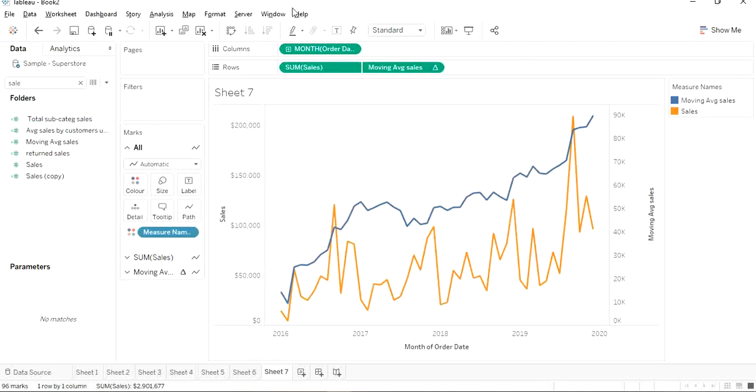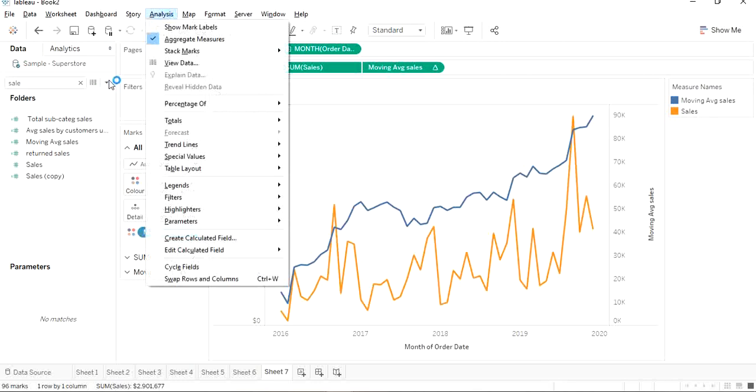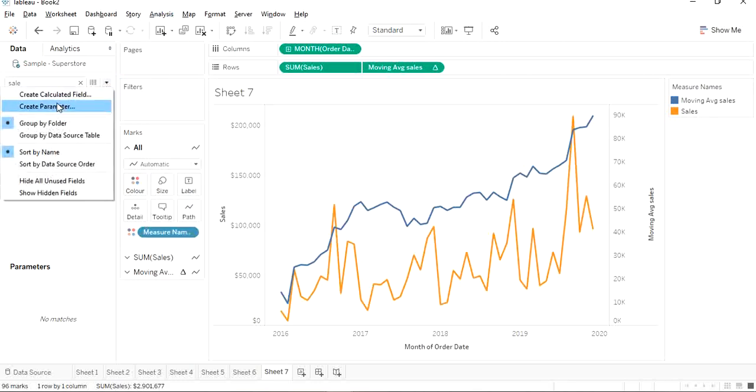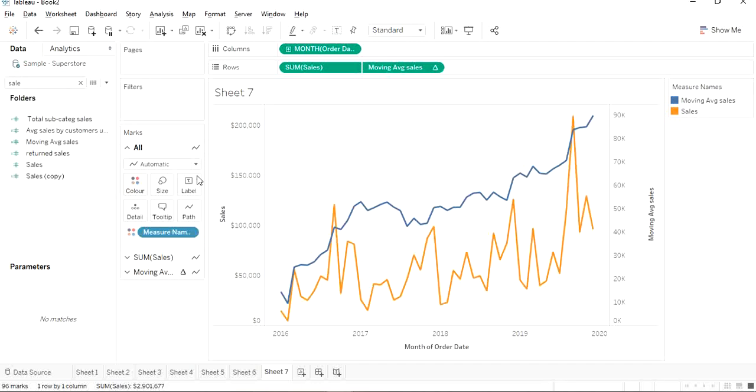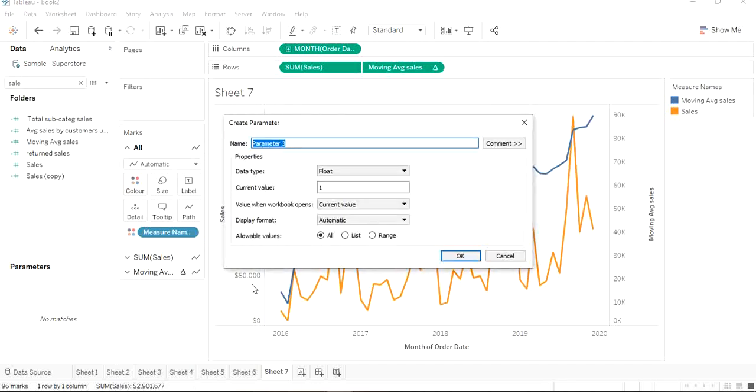Now I have taken a 10 days moving average, but what if I want to make it dynamic, so the user decides what moving average they want? There is a way to make it dynamic. I can create a parameter, call it moving average input, take integers and allow all values. Now the user can provide whatever they want.